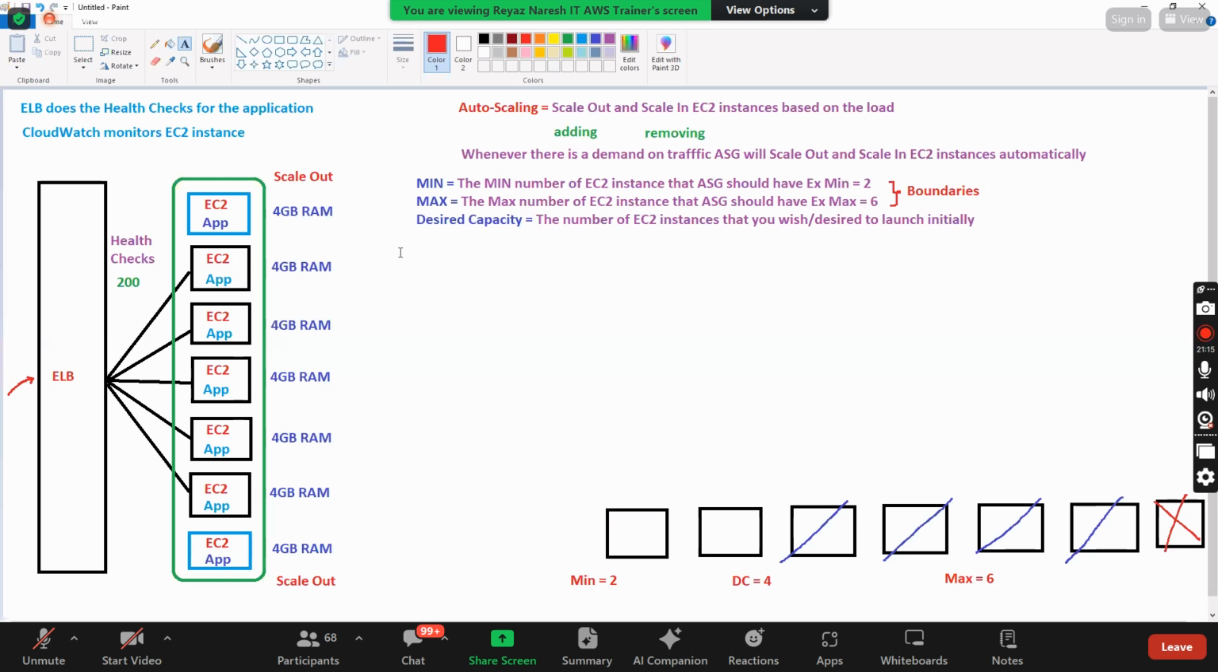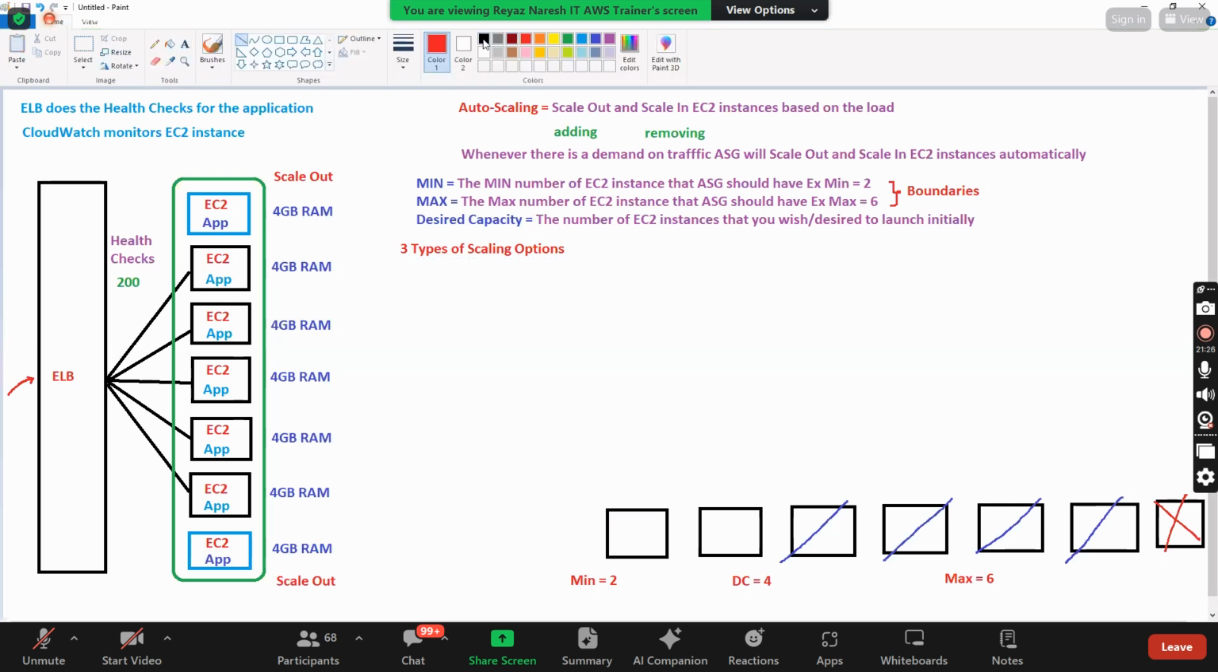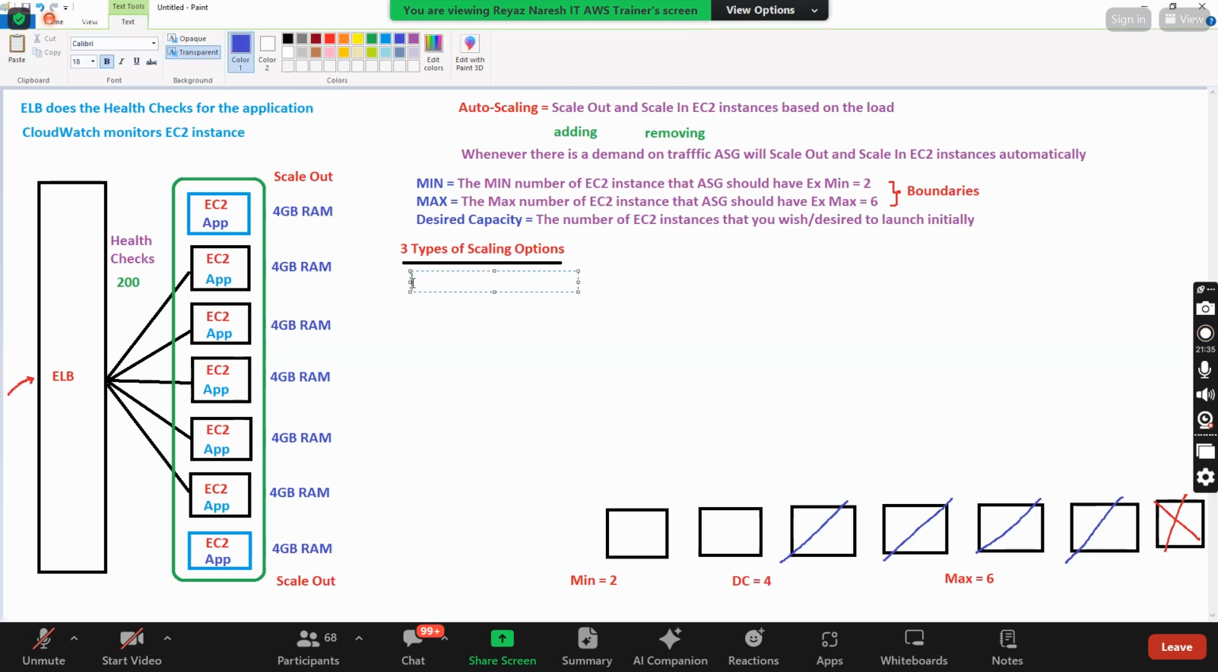So, we have 3 types of scaling options. How many types? 3 types of scaling options, Anna. One is called manual scaling, schedule scaling, dynamic scaling. How many are there? 3. What are those? Manual scaling, schedule scaling, and then dynamic scaling.